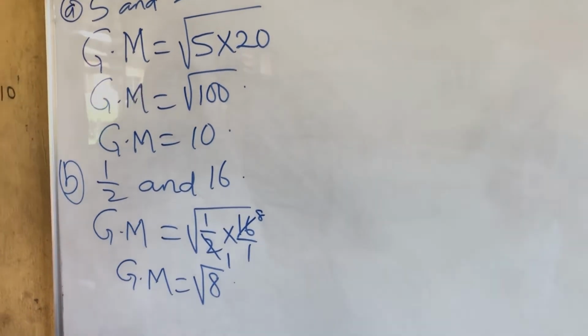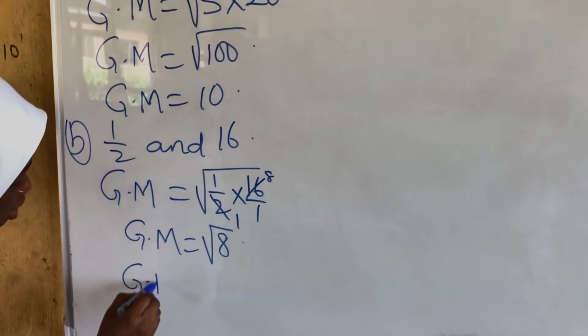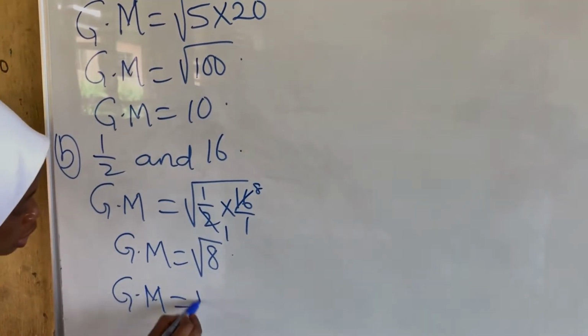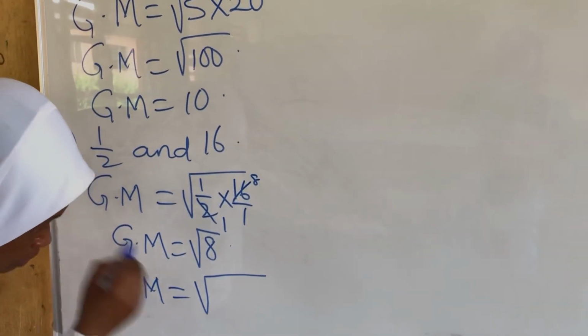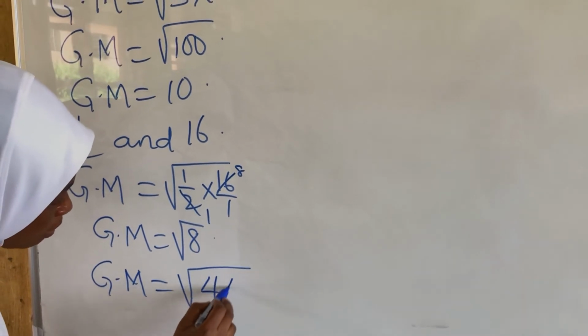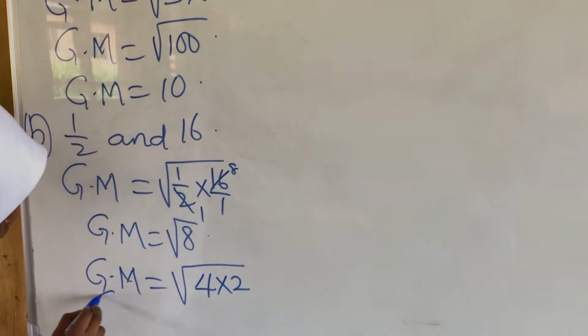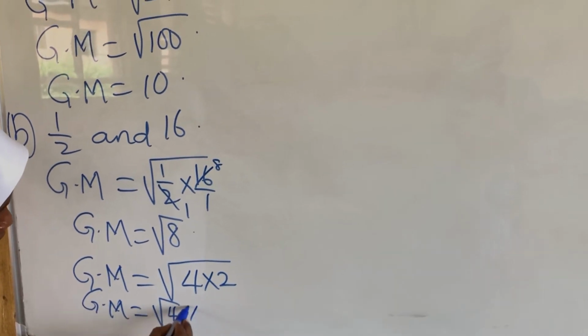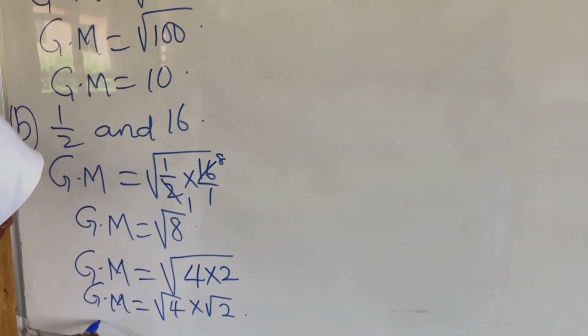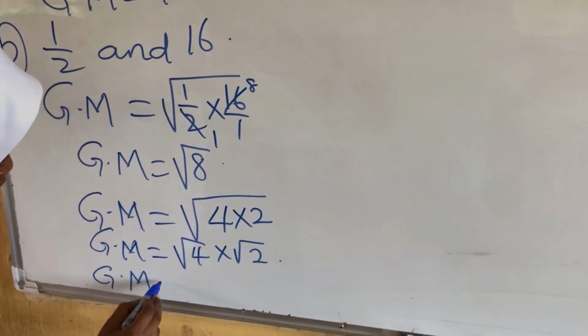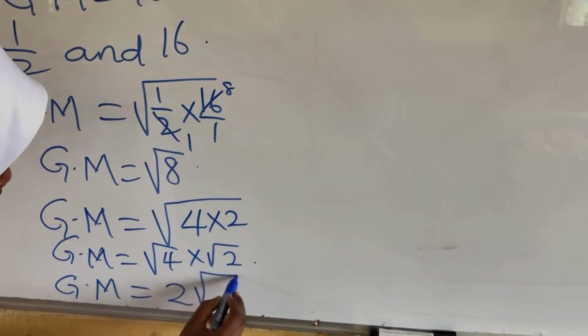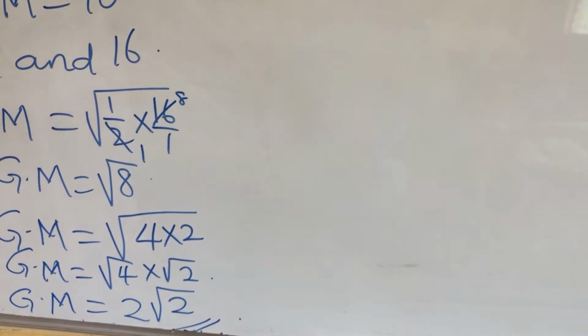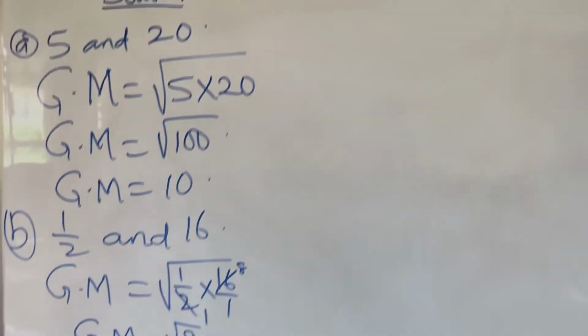And 8 is not a perfect square, but we can simplify it according to law of surd. So this gives 4 multiplied by 2. So GM will be equal to square root of 4 multiplied by square root of 2. So GM will be equal to 2 multiplied by square root of 2. Isn't that simple? So another example.